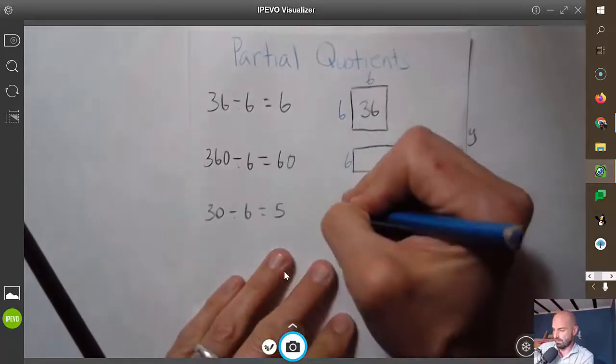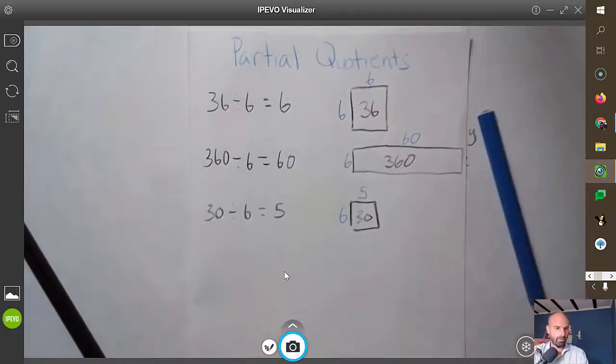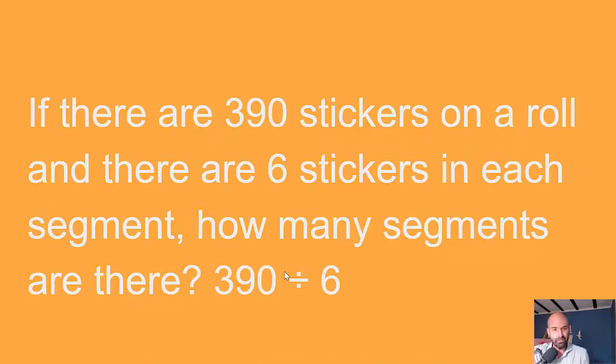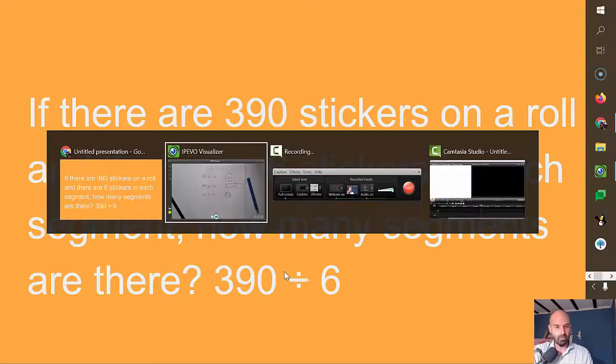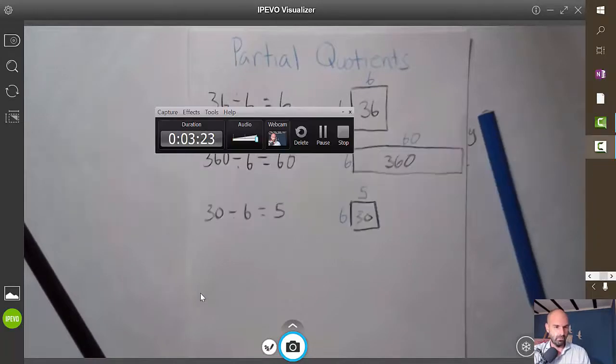We have 6 on one side. So what is up here? Well, again, that would be 5. All right, let's see what happens next. If there are 390 stickers on a roll and there are 6 stickers in each segment, how many segments are there? 390 divided by 6. Go ahead and pause and solve it in 3, 2, 1.